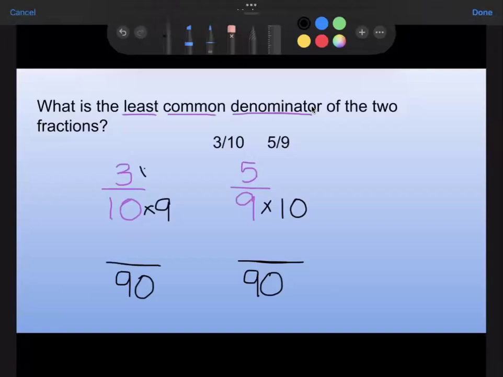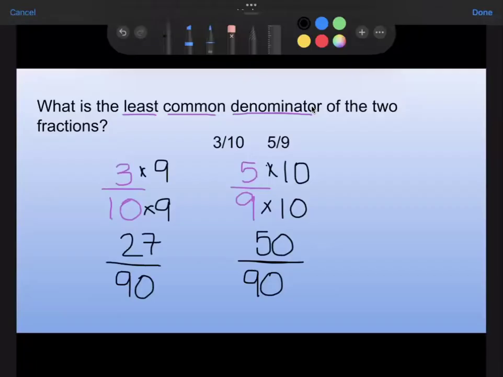So for this fraction, I need to multiply it by 9, and this fraction, I need to multiply it by 10. So 3 times 9 is 27, and 5 times 10 is 50. So if I need to rewrite these fractions so that they have the same denominator on the bottom, they're equivalent to their original fractions, and the denominators are as small as they could possibly be, this is what I would have. I'd have 27 over 90 and 50 over 90.